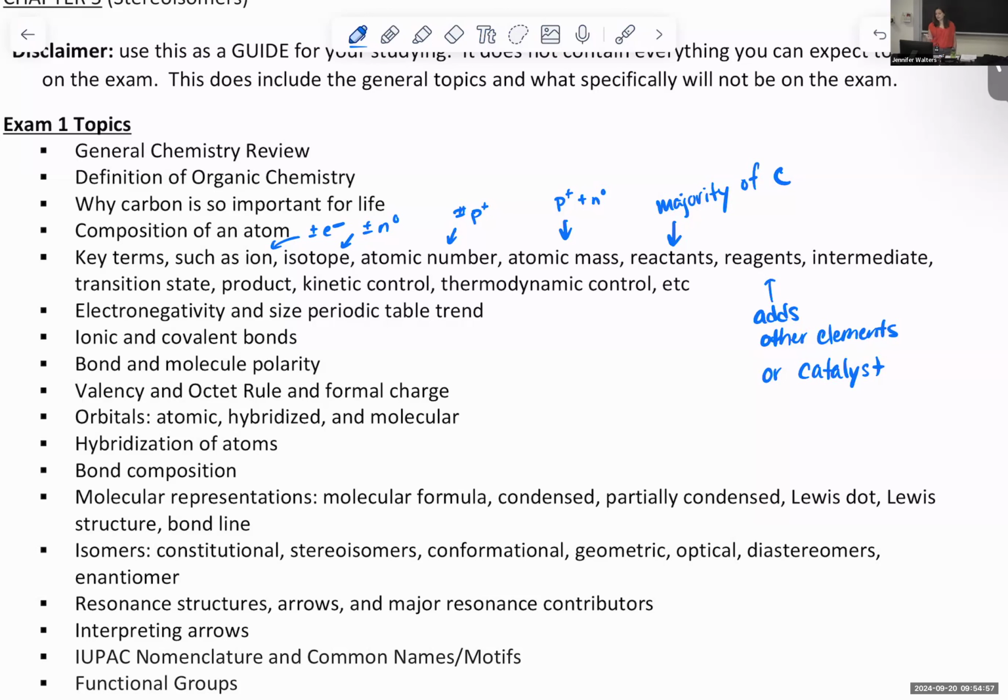Your intermediate, that was the product of the step. So it is the product, but you're not totally done because you might have multiple steps. So it's the product of one step, and then you go on to the next. Every intermediate gets one transition state. Every step has one transition state. The energy of activation barrier is how tall the hill is.